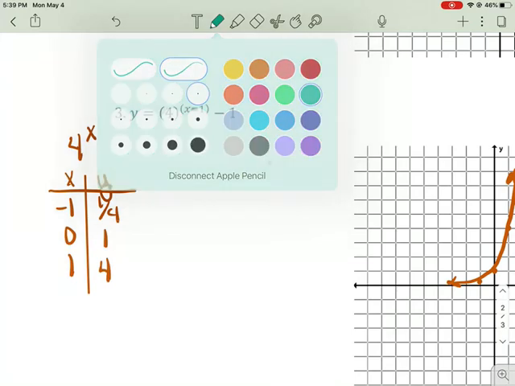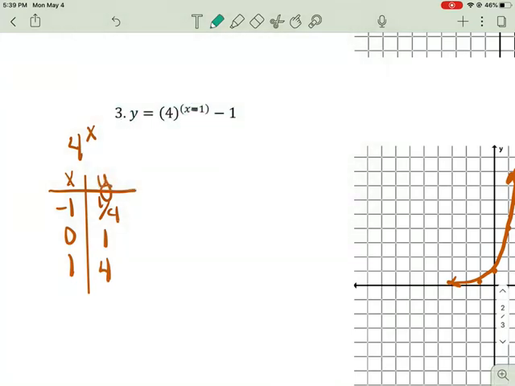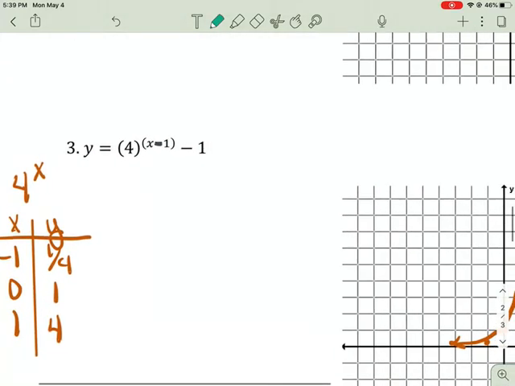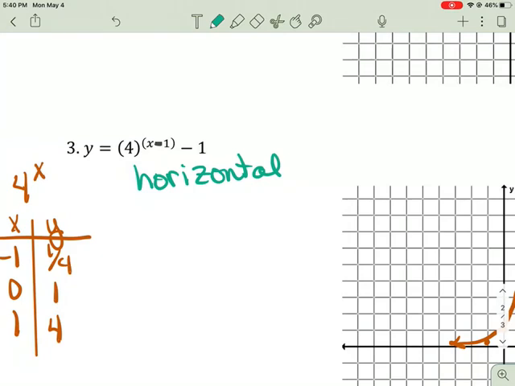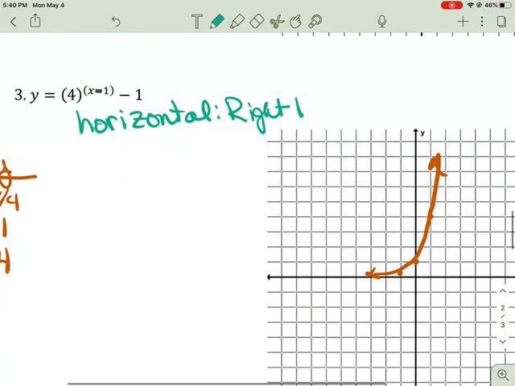Okay, so we notice that we have a horizontal shift, so we're going to go right 1. Even though it says minus, remember that we go in the opposite direction. So we're going to move that right 1. So all I did was pick it up and move it 1 unit right.